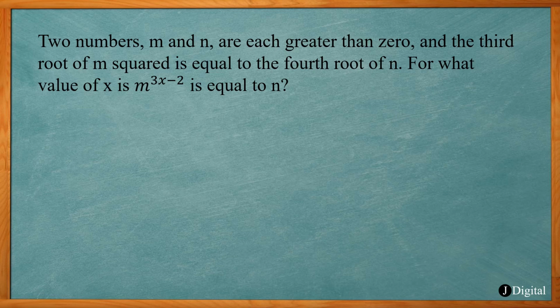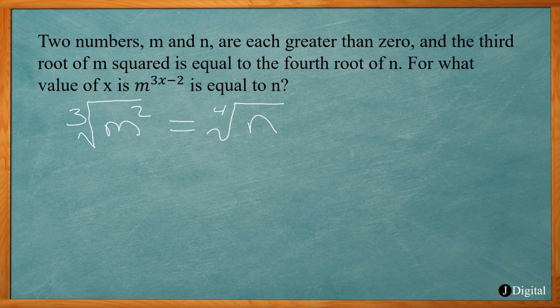Alright, so for any word problem, you always want to write out what they first give you. So we want the third root of m squared is equal to the fourth root of n. Then it wants, for what value of x is m to the 3x minus 2 power equal to n.